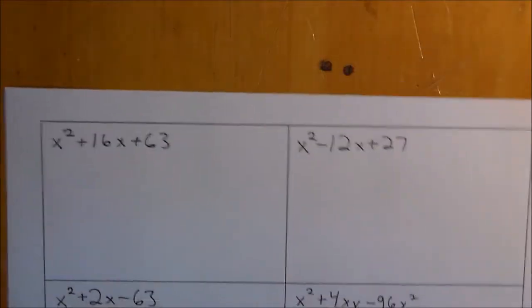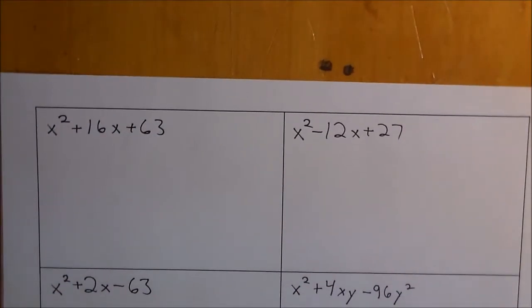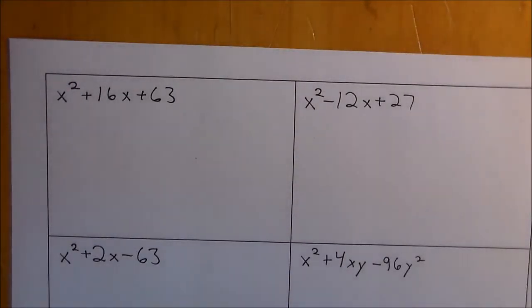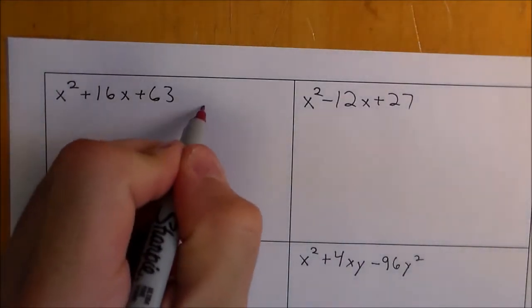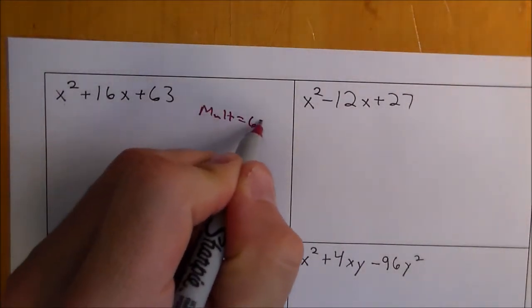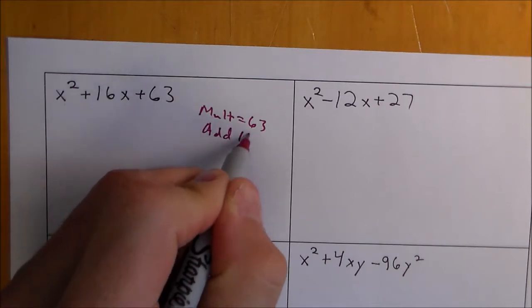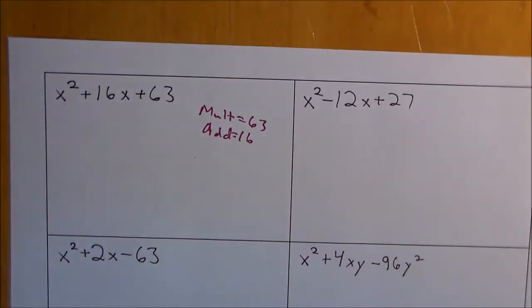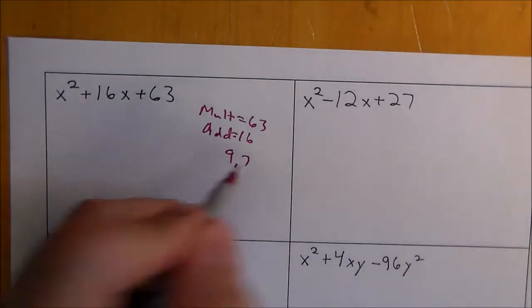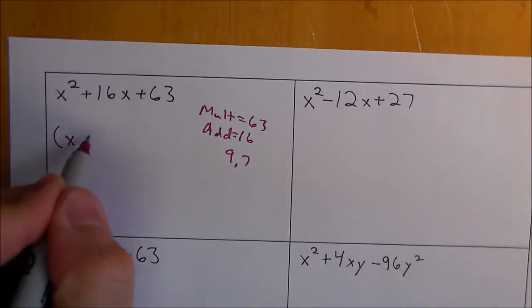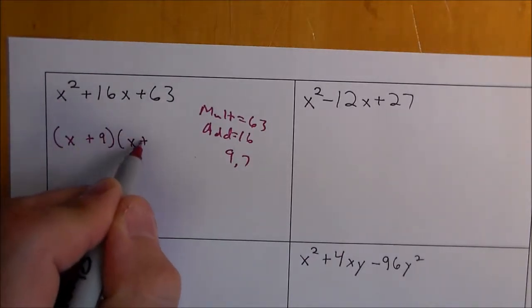Now we have some easier ones, so we'll go the faster method. So x squared plus 16x plus 63. We're going to multiply to 63 and add to 16. Now the factors I know of 63 are 9 and 7. 9 and 7 would work. So we get x plus 9, x plus 7.